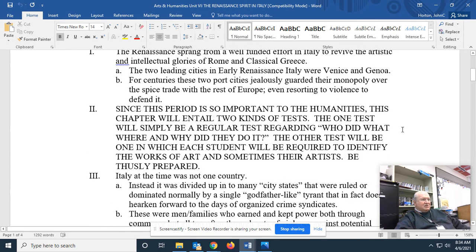As it says there, since this period is so important to the humanities, this chapter will entail two kinds of tests. The one test will simply be a regular test regarding who did what, where, and why they did it. The other test will be one in which each student will be required to identify the works of art, and sometimes the artists, as well as the medium.